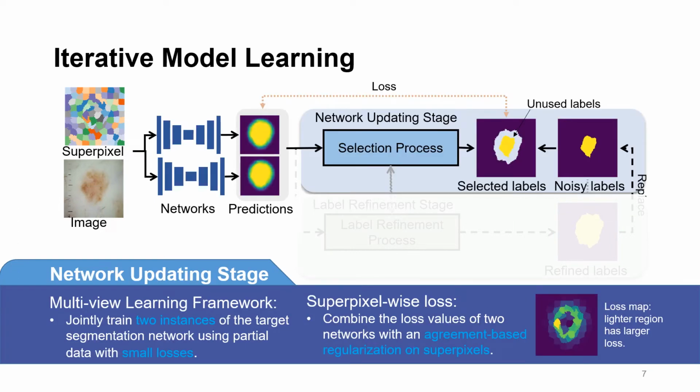We now present our iterative learning strategy based on the superpixel representation. For the network training stage, we follow the multi-network learning framework and jointly train two instances of the target segmentation network using partial data with small losses. To better select data samples with clean labels, we design a superpixel-wise loss that combines the loss values of two networks with an agreement-based regularization on superpixels.